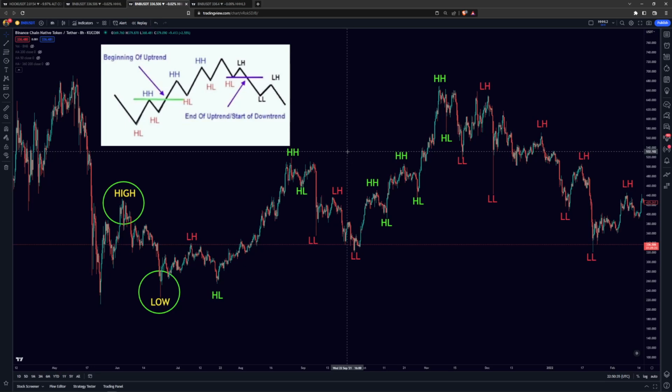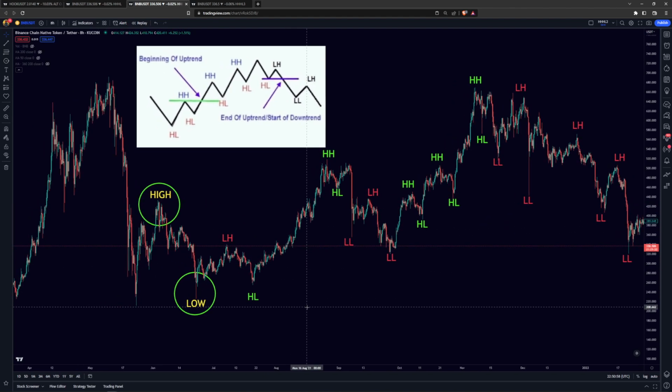Next video in our series today, we're going to be looking at higher highs and higher lows and how to spot the beginning of uptrends or the end of uptrends and the starts of downtrends. So for the example today, we're going to be using BNB, and what we're looking at is the swings, okay? So it's really important to understand what a swing is.